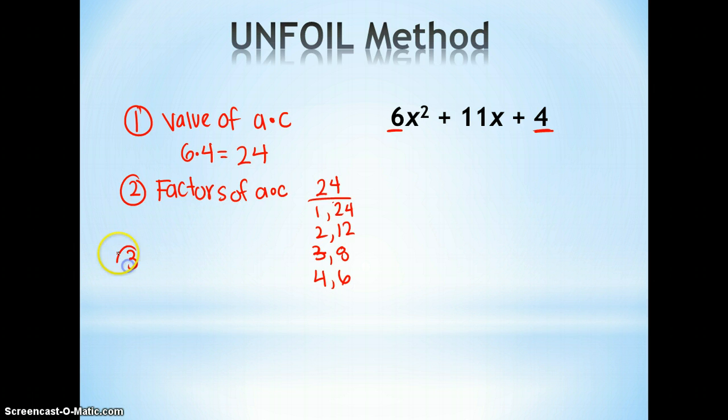Step 3, we're going to choose the factors that add to be the B term.